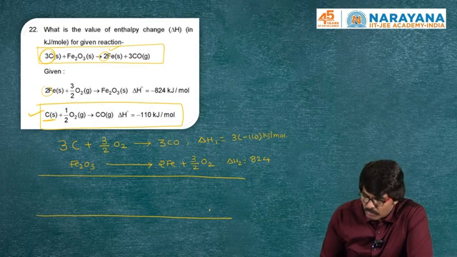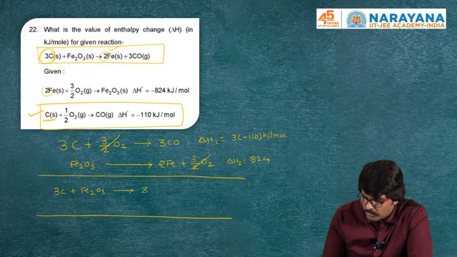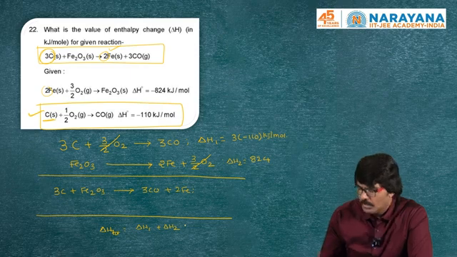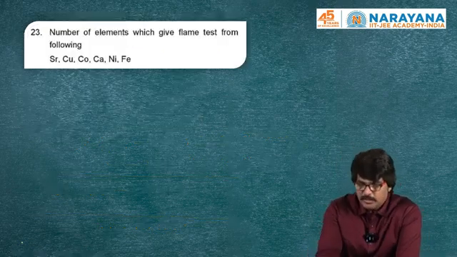When you add both the equations, 3/2 O2 and 3/2 O2 get cancelled. So 3 moles of carbon reacts with Fe2O3, giving 3 moles of carbon monoxide and 2 moles of iron. When the reactions are added, ΔH of the process is ΔH1 plus ΔH2. So that is the answer. Let us move on to the next question.